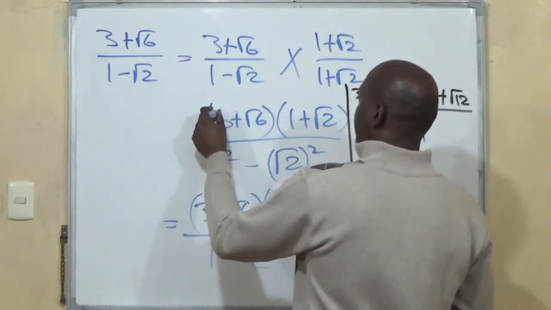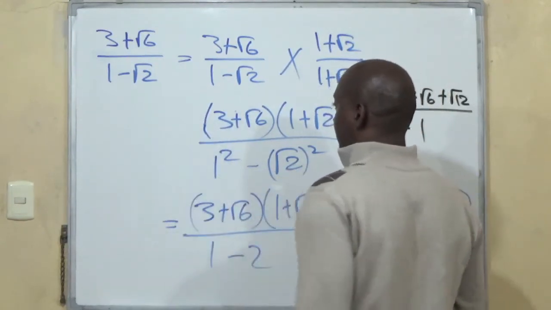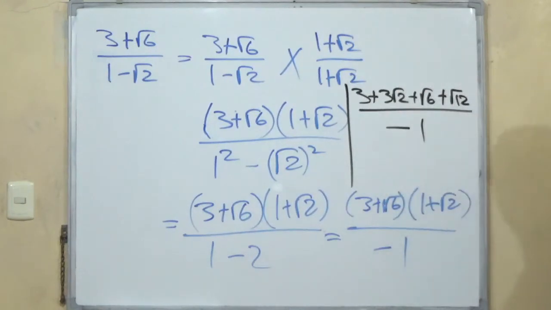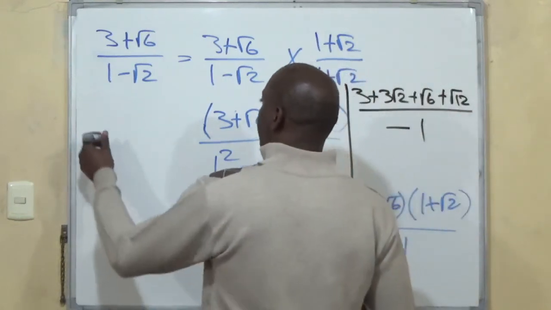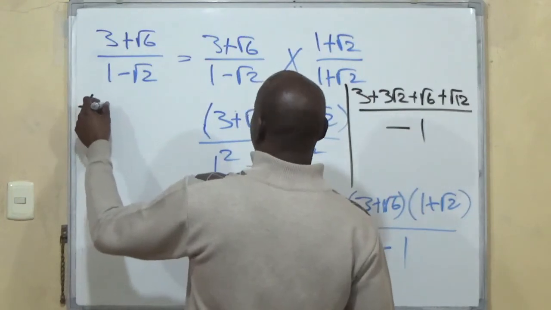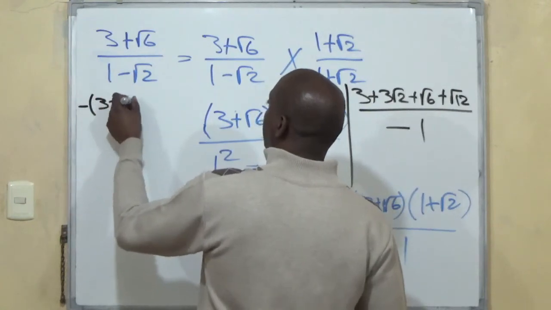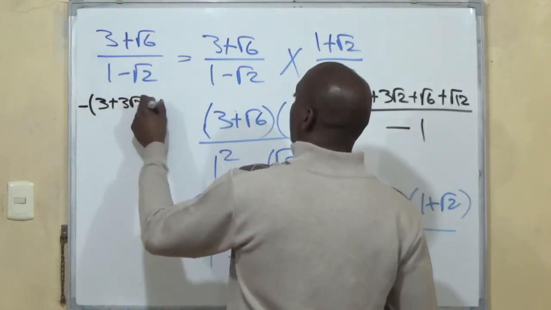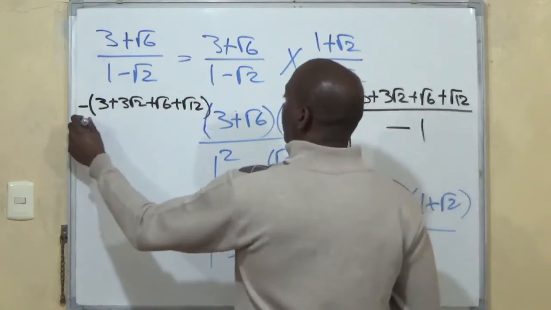This is 3 plus root 6, right? Let me see how we can steal some space here. Let me see if we can make a squeeze. This is the same thing as minus into, I think we'll fit in, 3 plus 3 root 2 plus root 6 plus root 12 all over 1.